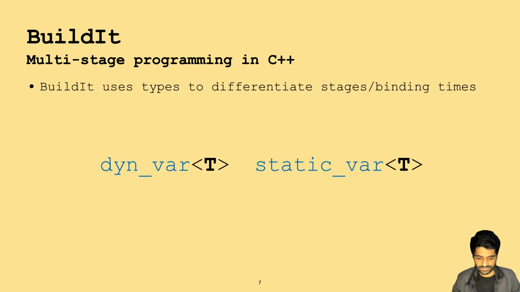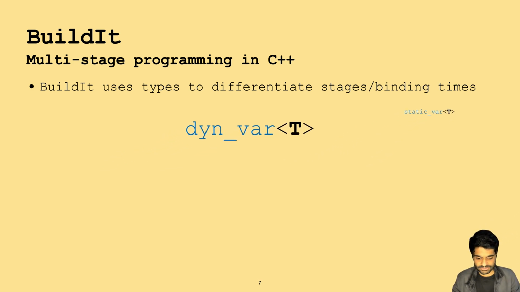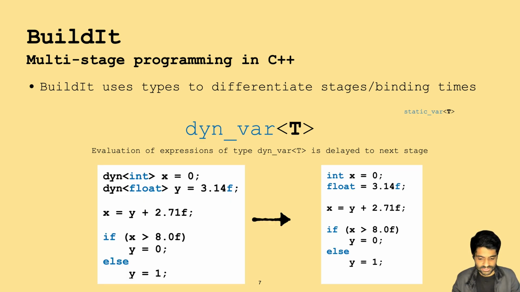BuildIt uses the type of the variables and expressions to decide the stage in which these expressions will be evaluated. In multi-stage programming terminology, this is referred to as the binding time of the expression. For this, BuildIt introduces 2 new template types, dynamic var and static var. The evaluation of expressions and variables declared as dynamic var T is delayed to the next stage. This means that the generated code has the operations on these expressions as is. This includes all operations like assignments, binary operations, and even control flow statements like if conditions and for loops that depend on these values. Here is an example of a program written with all dynamic variables and the program it would produce after first stage evaluation.